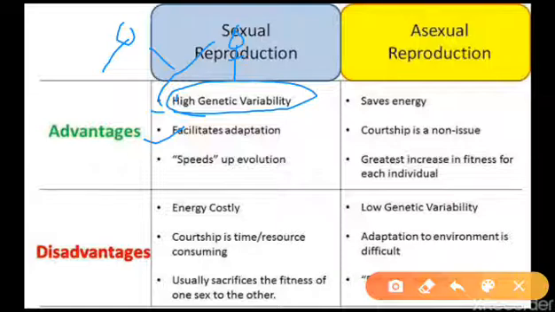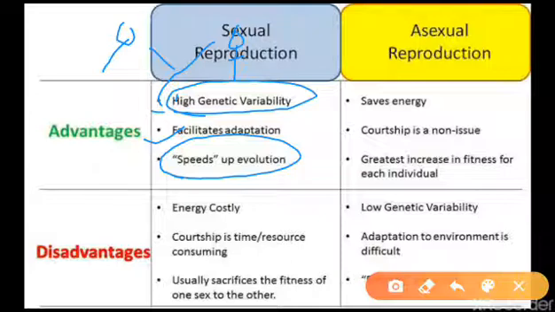One more thing, it speeds up evolution. What is this speeding up of evolution? That means they will change themselves according to the environmental conditions. This is known as evolution. They will evolve very much faster. But in the case of asexual reproduction, we will not see evolution or adaptation, because they are just a copy of their parent. So there will be no genetic variability.